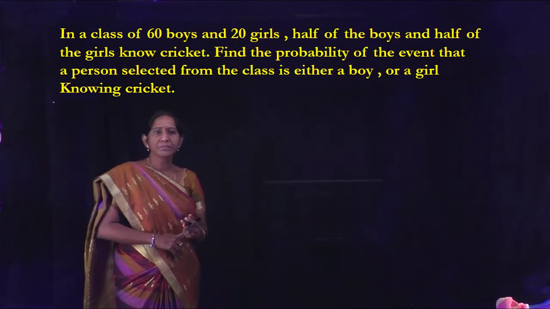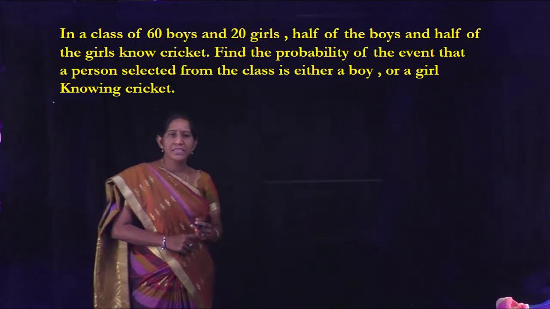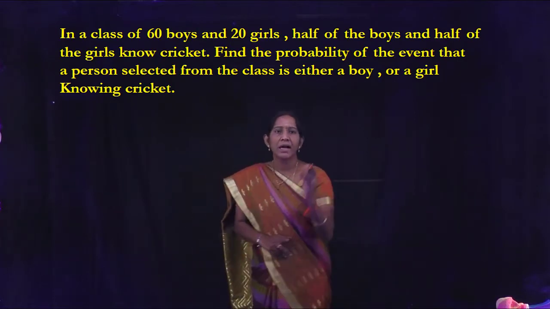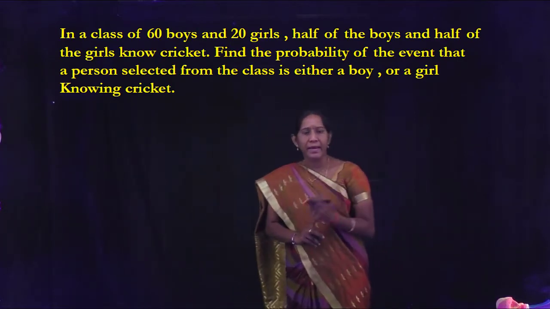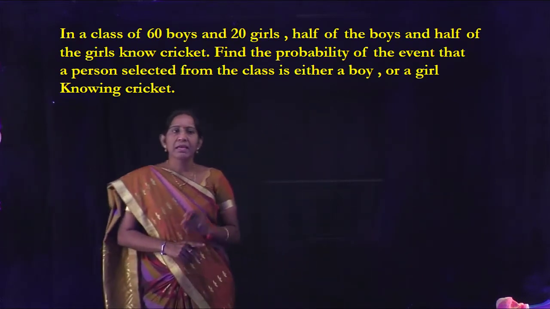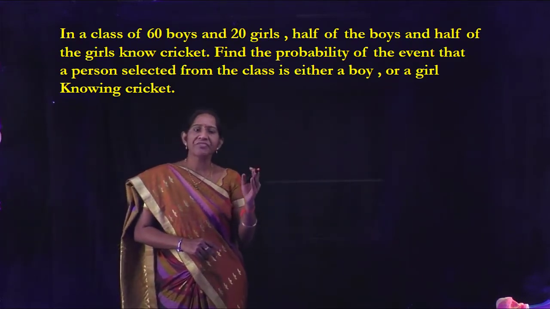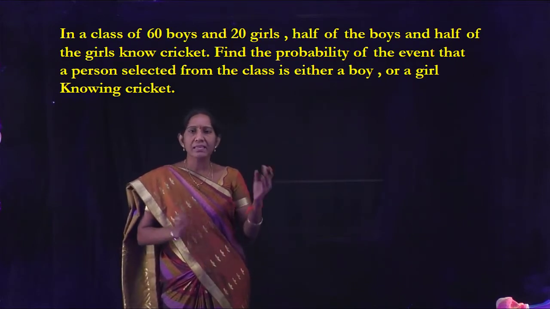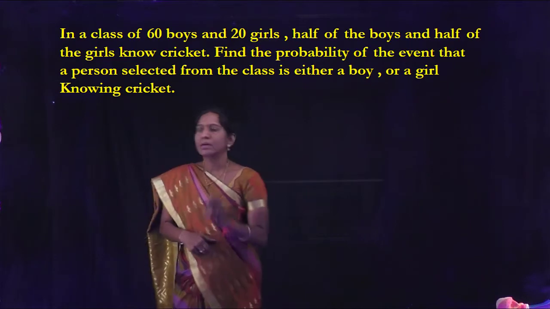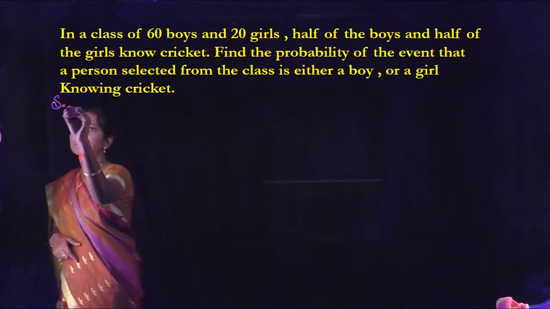See the problem. In a class of 60 boys and 20 girls, half of the boys and half of the girls know cricket. Find the probability of the event that a person selected from the class is either a boy or a girl knowing cricket. See the solution of this.